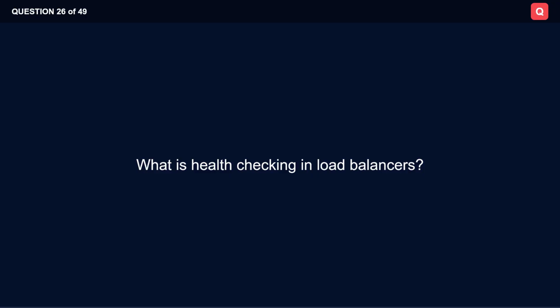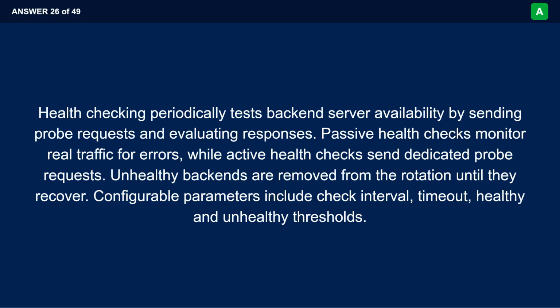What is health checking in load balancers? Health checking periodically tests backend server availability by sending probe requests and evaluating responses. Passive health checks monitor real traffic for errors, while active health checks send dedicated probe requests. Unhealthy backends are removed from the rotation until they recover. Configurable parameters include check interval, timeout, healthy and unhealthy thresholds.